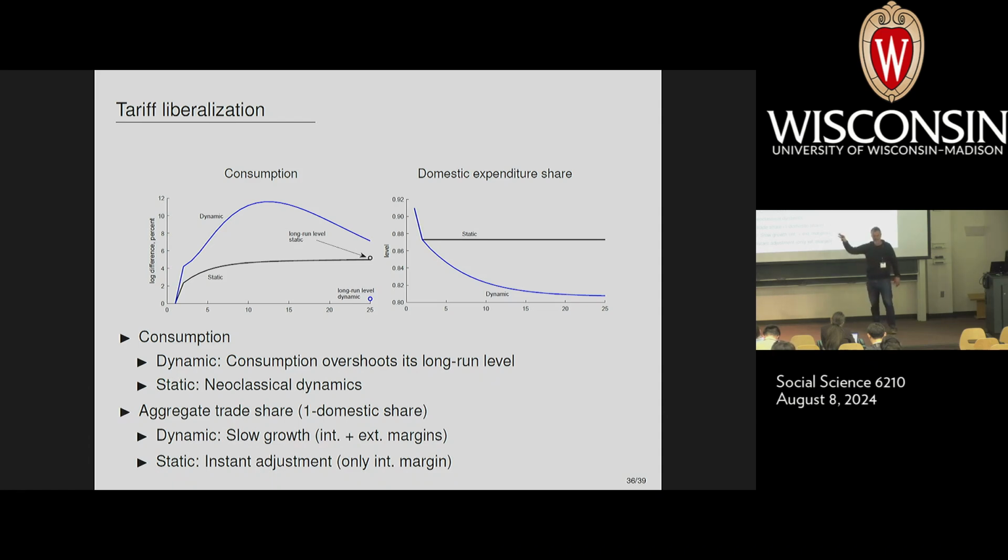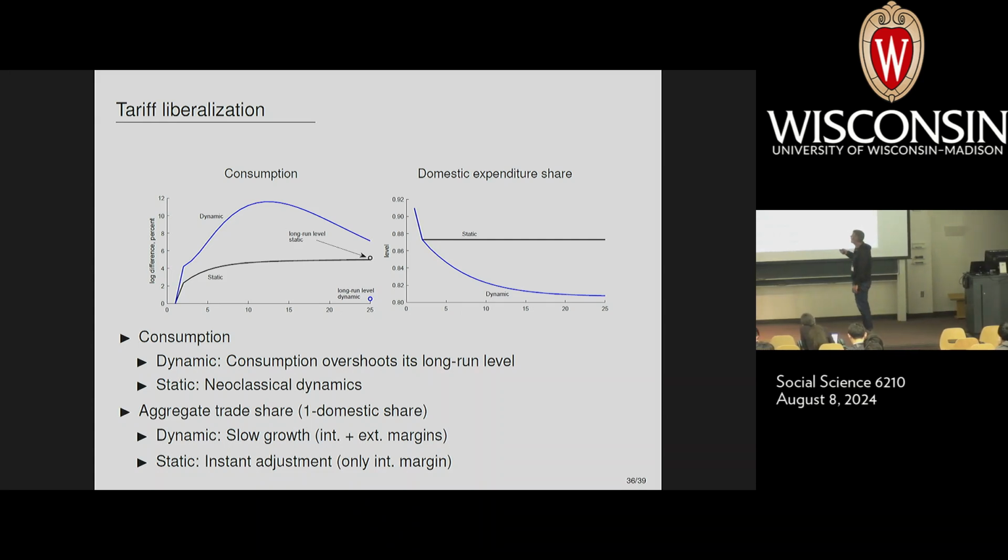That looks like neoclassical dynamics because that's all it is. That's just capital accumulation. You lower tariffs, the economy is more efficient, you want to have more capital, and so this is just consumption smoothing as you build your capital stock up. In the model with dynamics, you get this kind of overshooting, right? You get like a hump shape to consumption. So you get a lot more consumption and less.